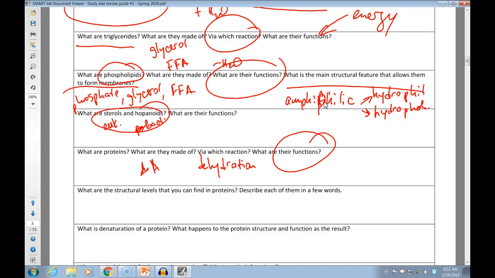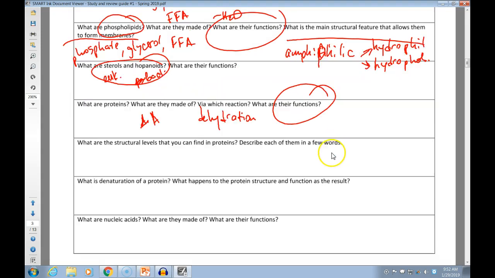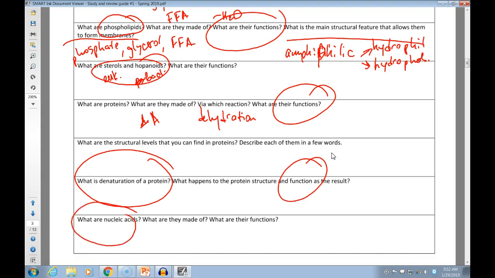Several individual subunits together, quaternary. Denaturation, loss of structure because of some kind of an insult, thermal or chemical. Function suffers as well. Nucleic acids, DNA, RNA, made of nucleotides.